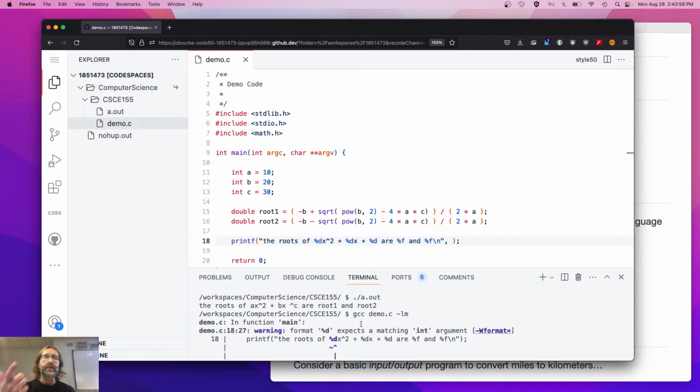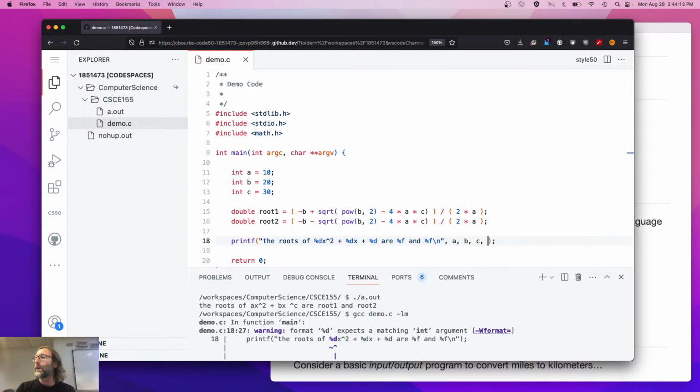It's saying, wait, there's a placeholder here, but you didn't give me the variable. So if you've got 5 placeholders, you need 5 variables. If you have 4 placeholders and you give it 3 variables, it'll give you a warning about that. If you have 4 placeholders and you give it 5 variables, it'll give you a warning about that. Make sure that it's matching.